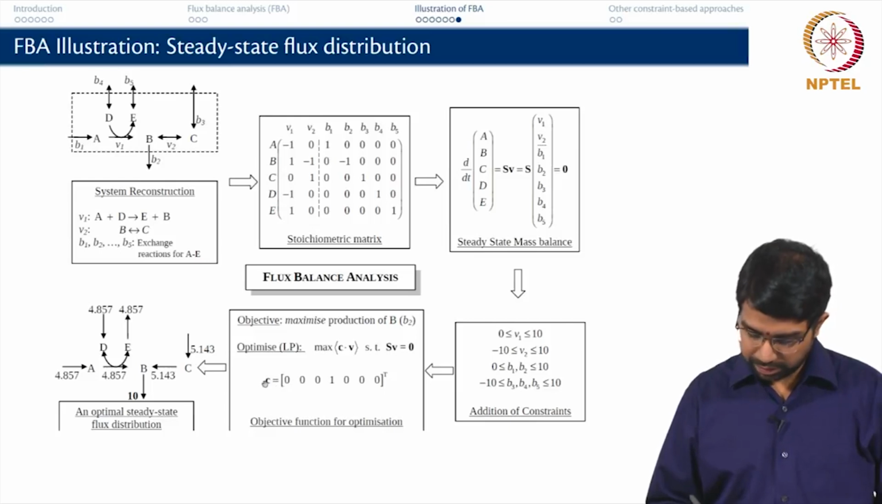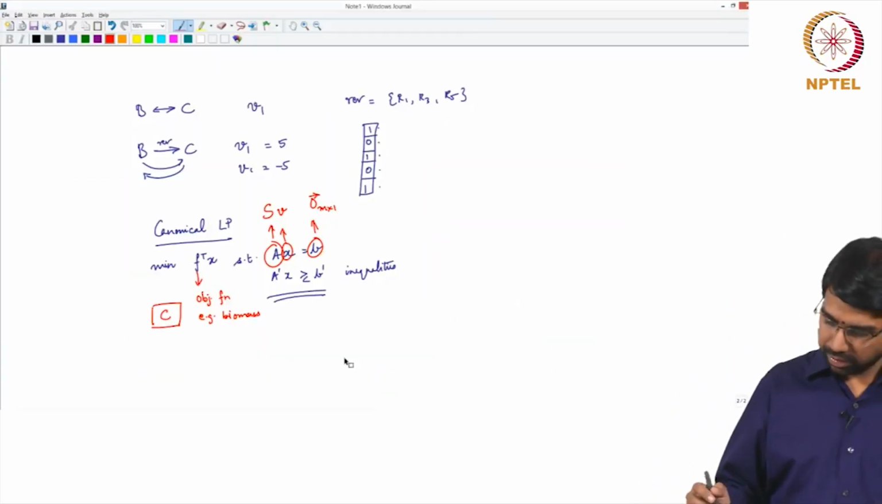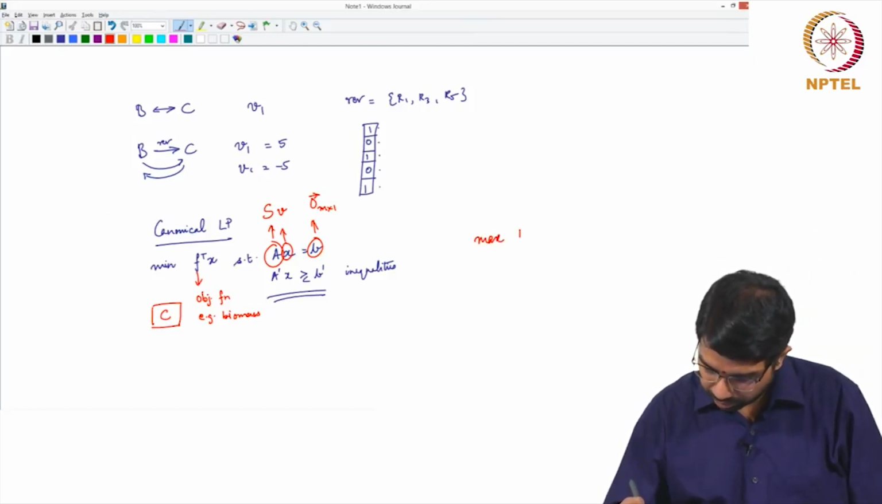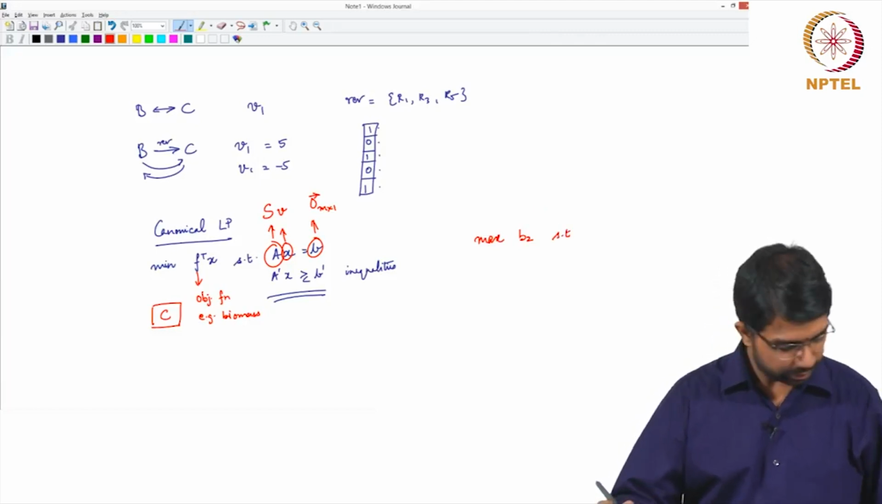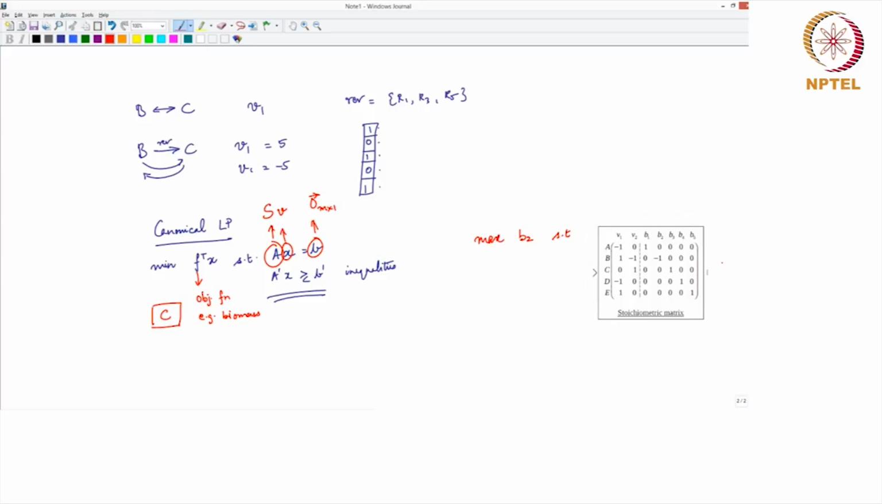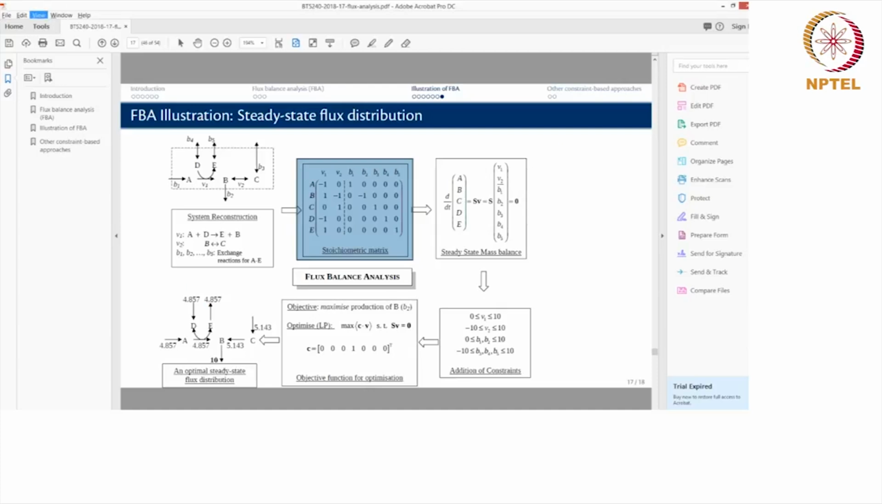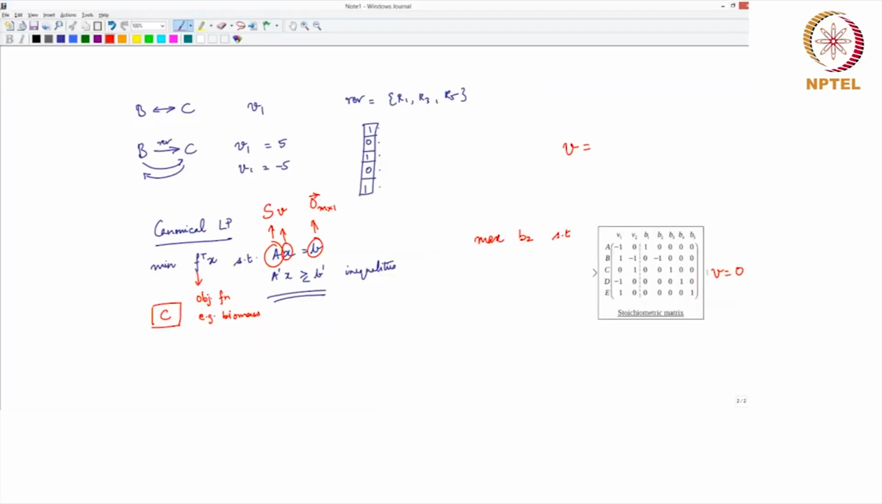This C, it is the objective function. I said maximize, so I said max B2 such that S into V equals 0, right. And what is V? V is nothing but this. So now this is your LP problem, right, this is your LP objective function.